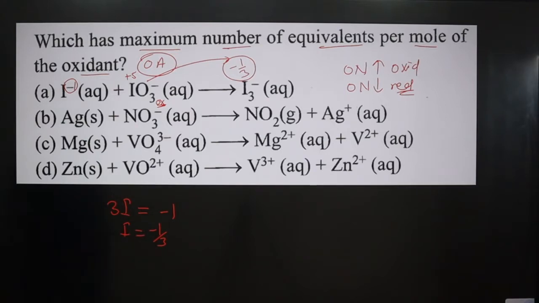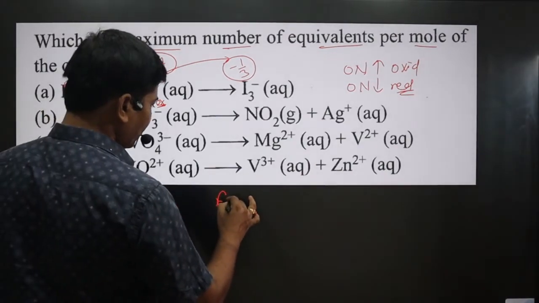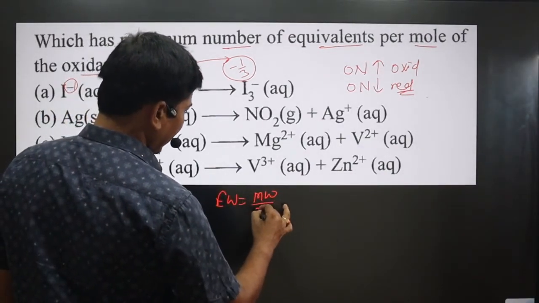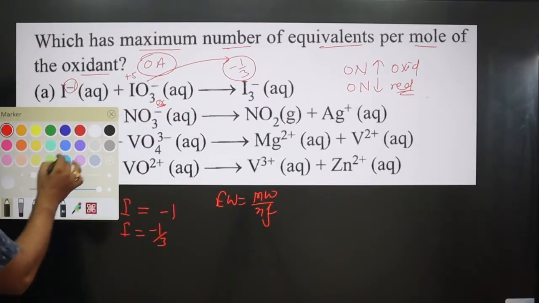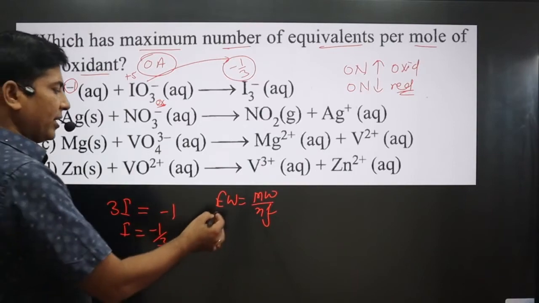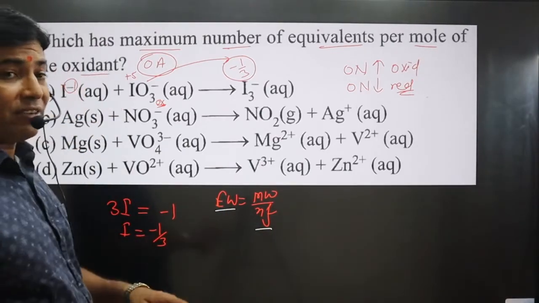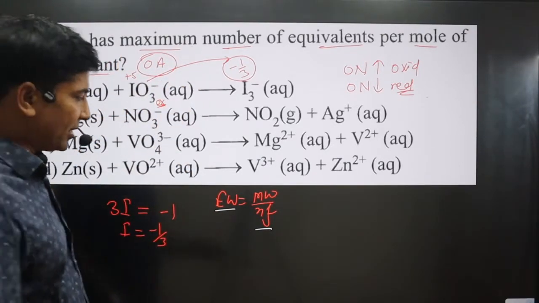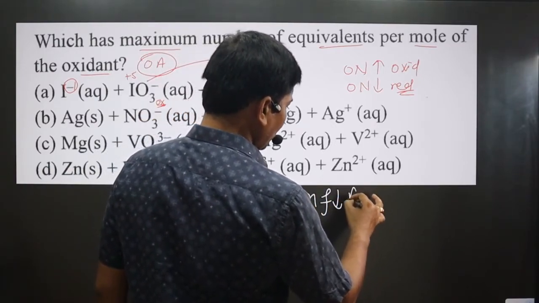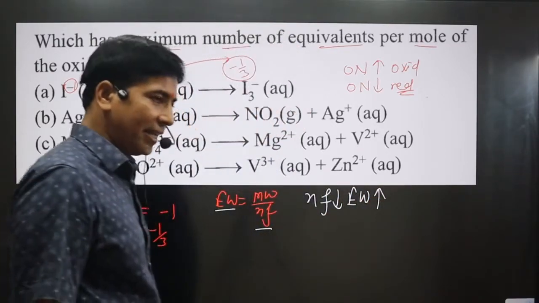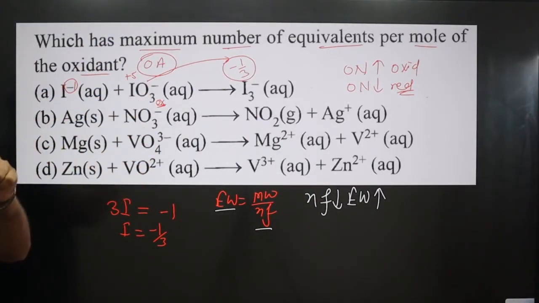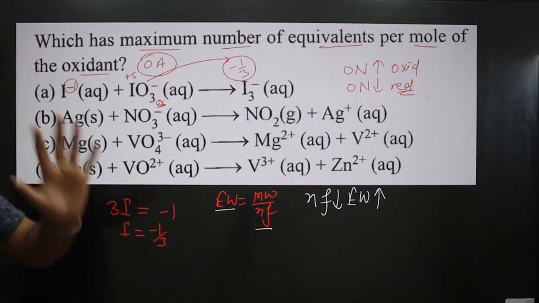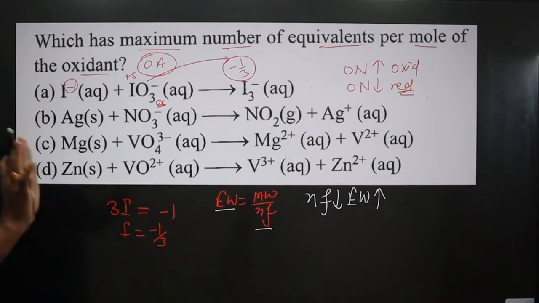And how can we calculate equivalents? We have learned that equivalent weight is equal to molecular weight divided by the n factor. Now if you look at the formula, equivalent weight is inversely proportional to the n factor value. As the n factor value increases, equivalent weight decreases, and we have to calculate the maximum number of equivalents. This means the n factor value should be small, then the number of equivalents of that substance will be maximum. So in any of these chemical reactions, the reducing agent which has the minimum n factor value will have the maximum number of equivalents. This is the concept, and based on this concept we are going to answer this question.